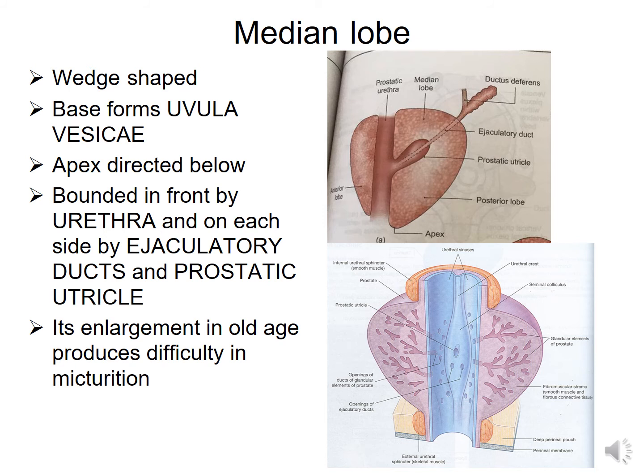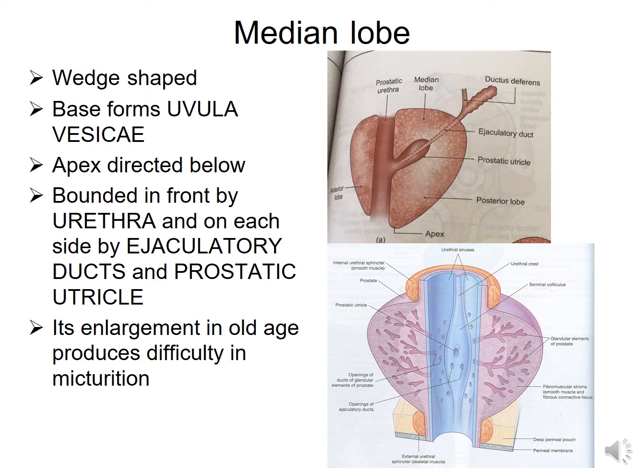Coming to a very important lobe, the median lobe. It is a wedge-shaped structure, and its base forms the uvula vesicae in the urinary bladder, and its apex is directed below. Now, as in the diagram given above, we can appreciate this median lobe, how it is bounded in front by the prostatic urethra and on each side by the ejaculatory ducts and prostatic utricle. Why is it important clinically? Because it is the enlargement of this lobe only which produces benign hypertrophy of prostate and results in difficult micturition.